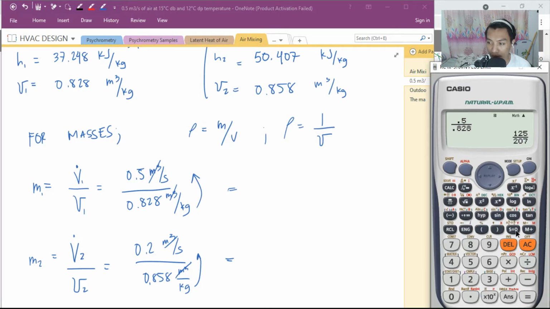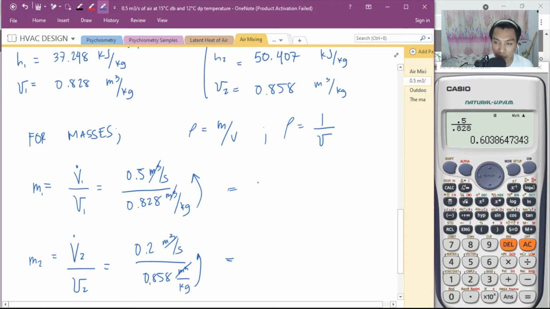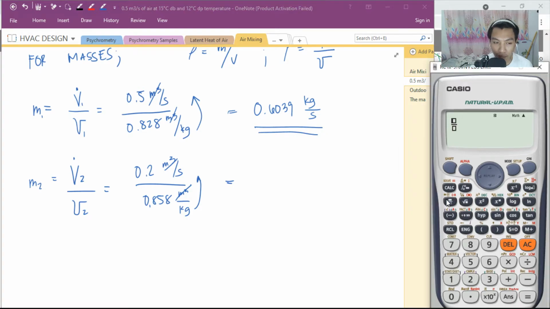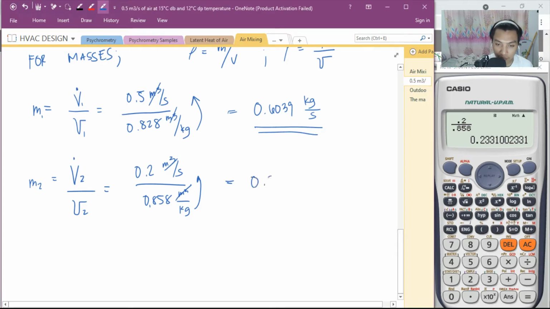The answer is, apat na lang na decimal places tayo parating, 0.6039 kilogram in every second. This is mass 1. Mass 2, 0.2 divided by 0.858. The answer is 0.2331 kilogram in every second. O, meron na tayong masses.